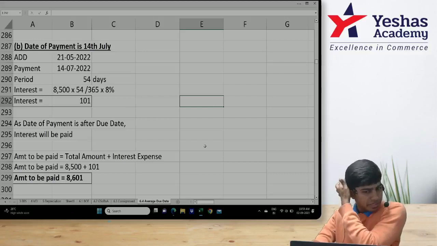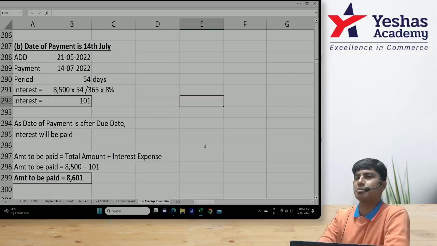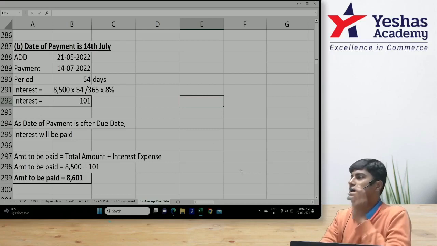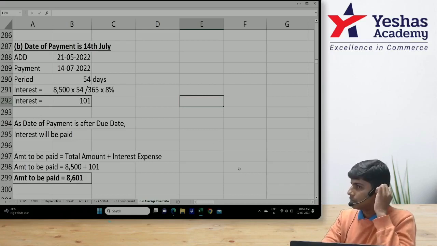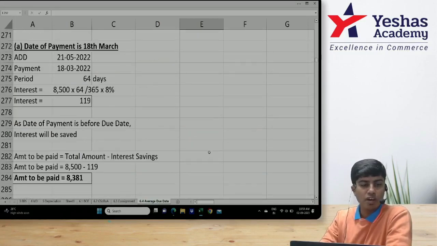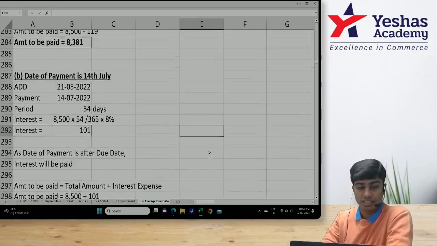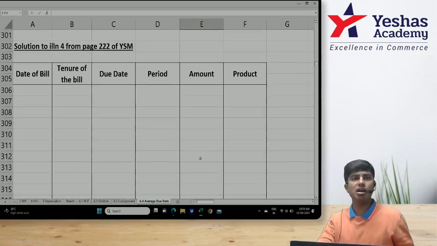Good morning, everyone. Welcome back to CA Foundation Principles and Practice of Accounting. We were discussing the topic of average due date, chapter 6, unit 4 before break. So far, we've done till question number 3. Let's now start with question number 4.